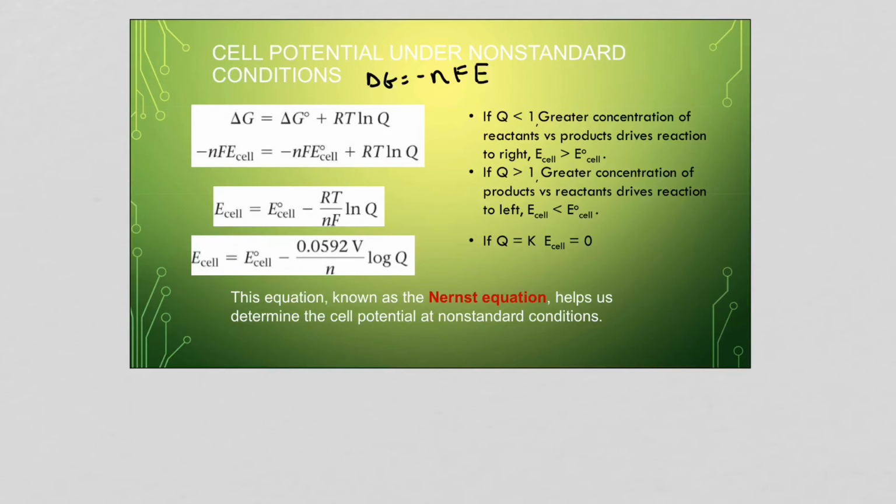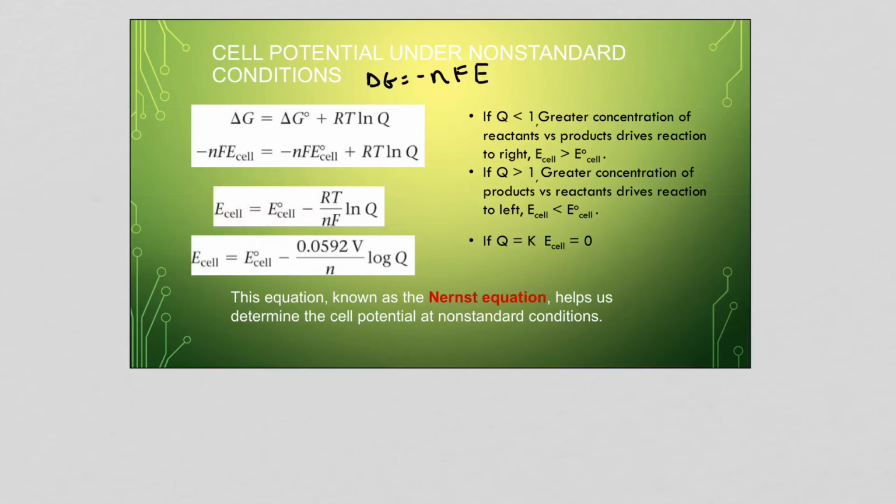Now, we've obviously done a little cleanup here. We've divided through by negative nF to get rid of the nF here and here, and now we have division by negative nF. And so our positive sign is turned negative, and we end up with the equation that we see here.